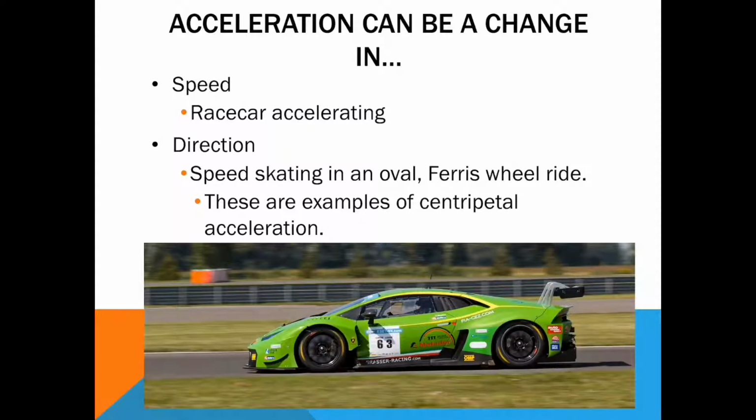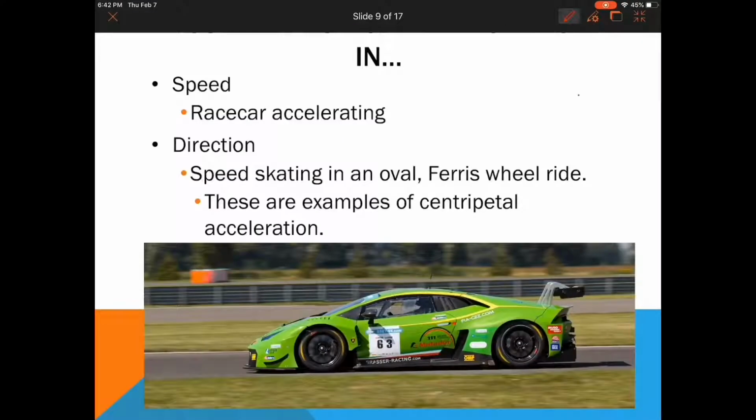And like I said, acceleration can be a change in speed, like a race car accelerating, or in direction. So like speed skating in an oval or a Ferris wheel. And these things are examples of centripetal acceleration. So they're examples of accelerating in a circle.